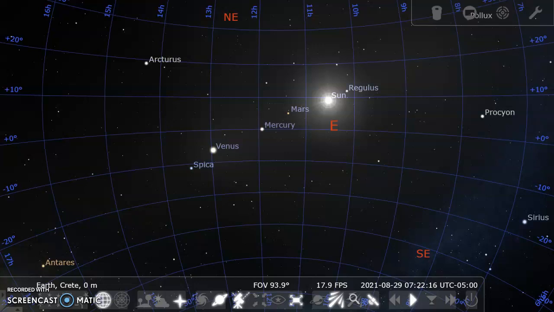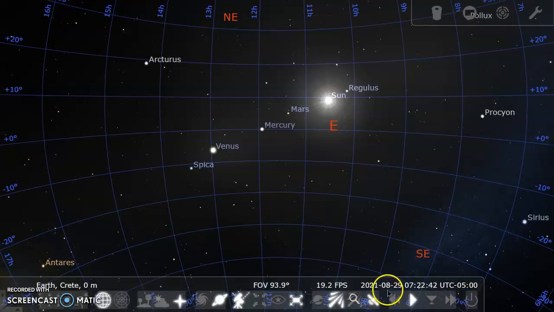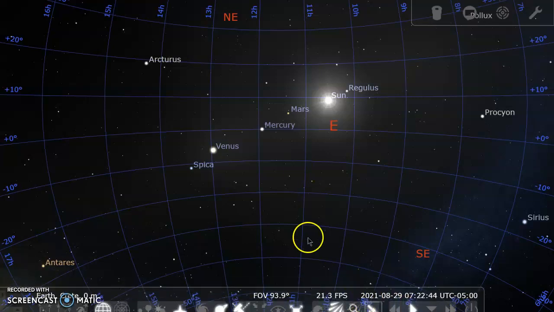Hello, my name is Julian Vargas, and today I will be using Stellarium to illustrate a planet's retrograde motion over the next several months. The planet we'll be focusing on today is Mercury, right here in the middle of the screen. And we'll be focusing on its retrograde motion. It's going to go through in the next several months. The timestamp is today, August 29th, 2021.